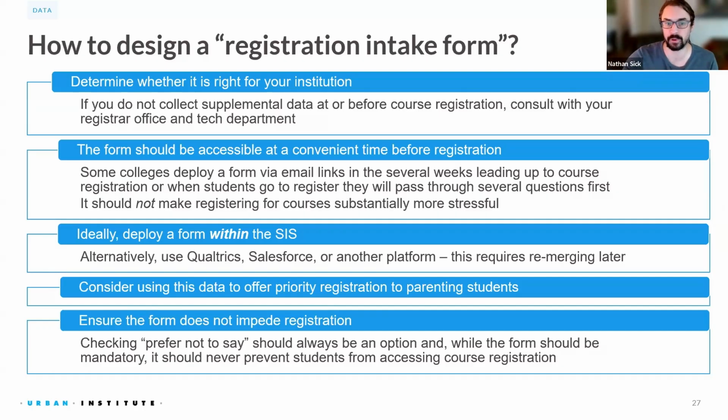Firstly, determine whether it's right for your institution. That basically comes down to everything I just said. The form should be accessible at a convenient time before registration. So a lot of schools we've talked to send email links several weeks leading up to the course. And they will pass through several questions first. So it should not make registering for courses substantially more stressful. That's a big goal, is to not make registration harder than it might already be.